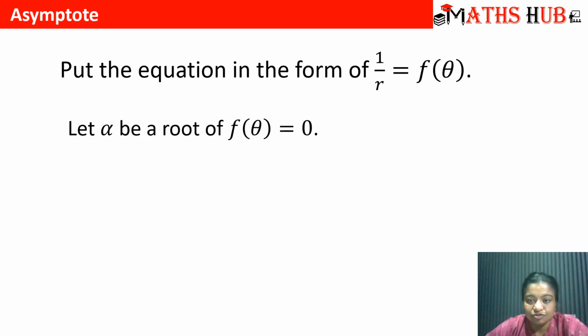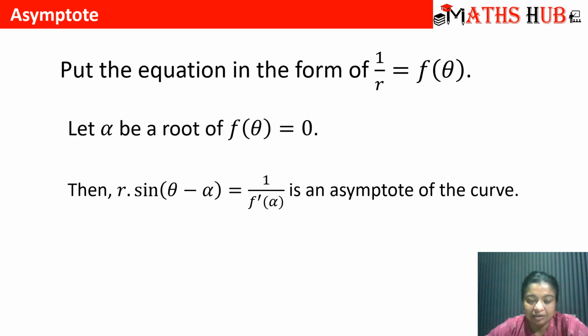And then we have to put f theta equal to 0 and find the root of this function, right? So whatever root we get, the equation of the asymptote would be r into sine theta minus alpha is equal to 1 upon f dash alpha. So the first step is take the reciprocal of r, put it equal to f theta, then put f theta equal to 0, find the root of that equation, mark it as alpha, and then the equation of the asymptote will be r sine theta minus alpha is equal to 1 by f dash alpha, right?